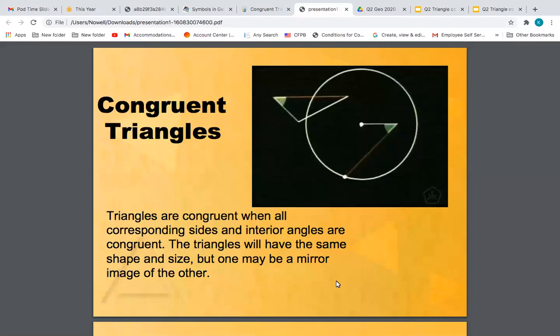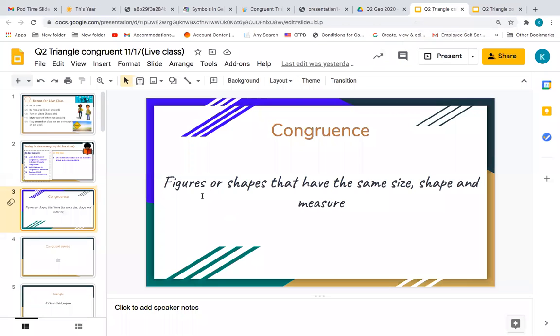We're going to look today at congruent triangles. We already know what congruent is. What is congruent? Figures or shapes that have the same size, shape, and measure. Then those two figures are congruent. It can be more than two figures also, all right?